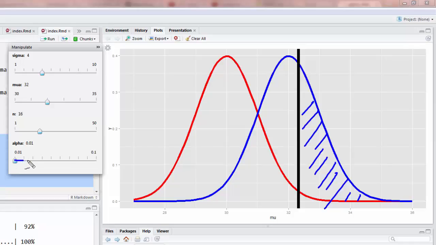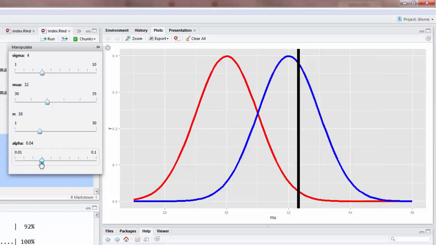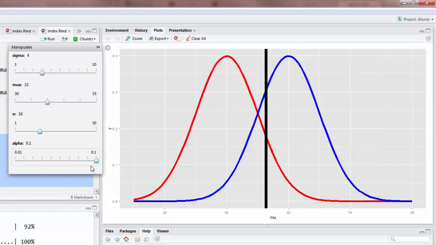Okay. Conversely, if we increase alpha to the highest level I set here, now we have a 10% type 1 error rate, but we have much better power. In other words, if we are willing to be a little bit looser in when we reject, if we get smaller means and we're still rejecting, then we'll get better power. Of course, we do have a larger type 1 error rate, 10% in this case instead of 5%. So let's set it back to 5%.